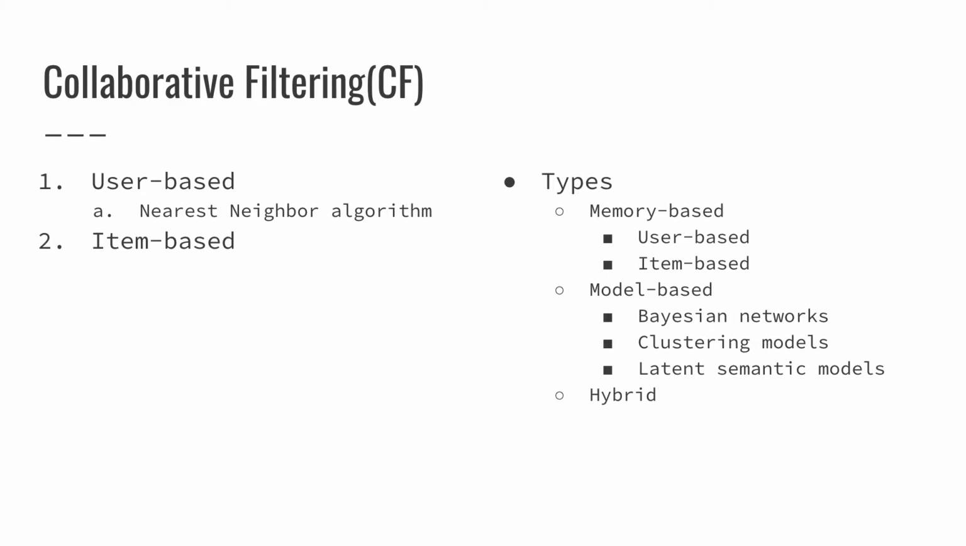And the second is called model based. In this approach, models are developed using different data mining and machine learning algorithms to make predictions about users' ratings on those unrated items. So they are using things like Bayesian network, clustering models, and latent semantic models.